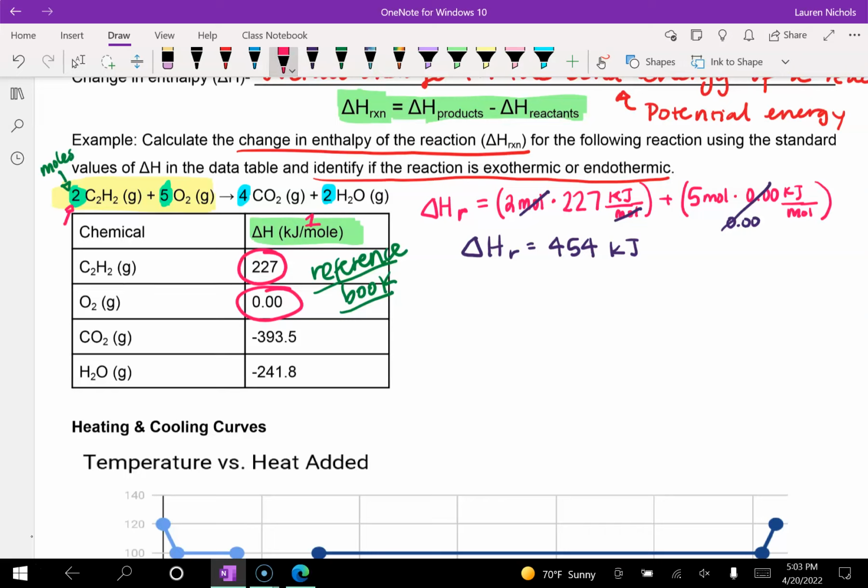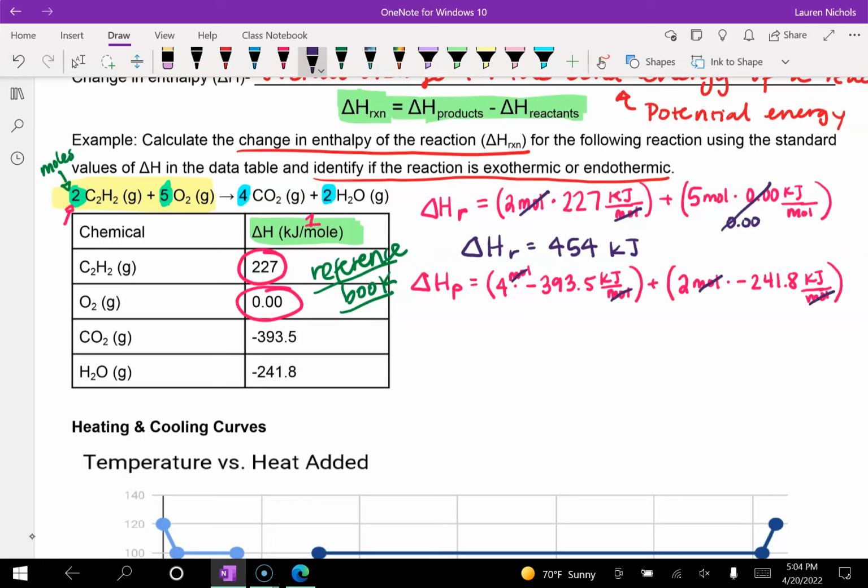Okay, so that's how we find out the delta H of our reactants. Now, we need to do the same thing for the product side. The product side has 4 moles of carbon dioxide, so 4 moles times negative 393.5 kilojoules per mole, plus the 2 moles of water, so 2 moles times negative 241.8 kilojoules per mole. When I look at my units, moles cancel out with moles, moles cancel out with moles.